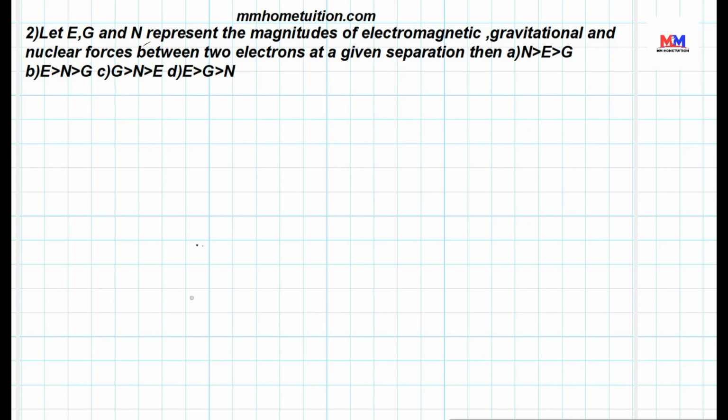EGN represents the magnitude of electromagnetic force, gravitational force and nuclear force between two electrons at a given separation. Then which option is correct? So between two electrons, this is one electron and this is another electron, separated by some distance. So which option is correct?